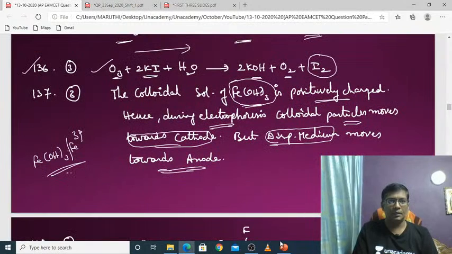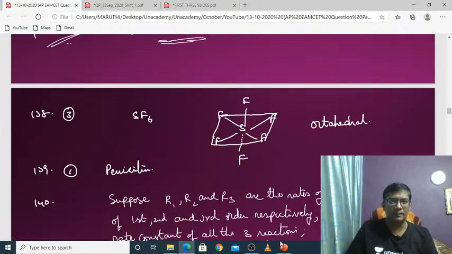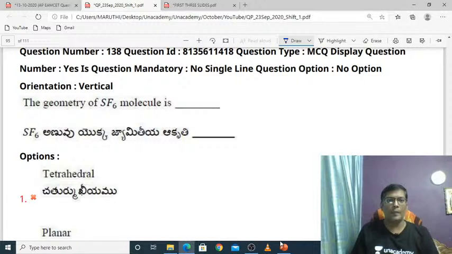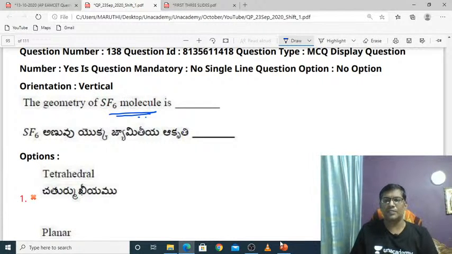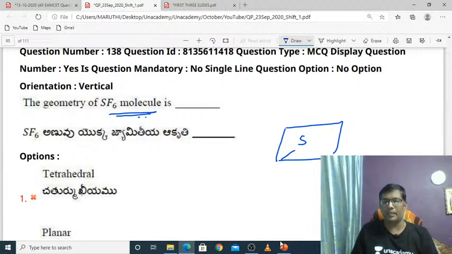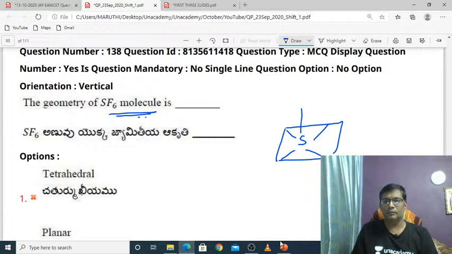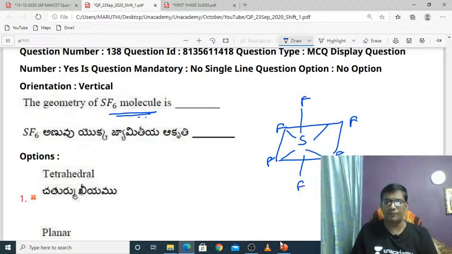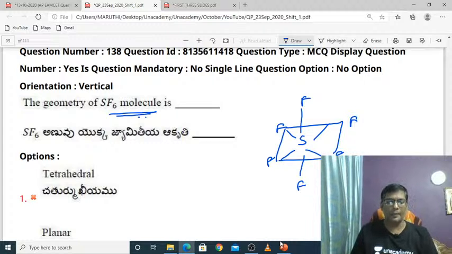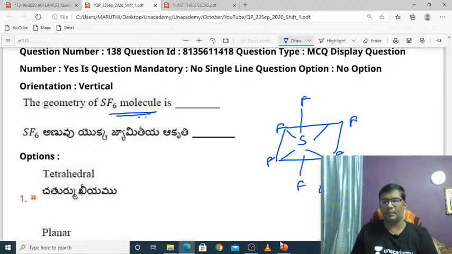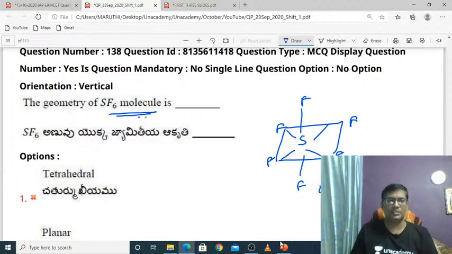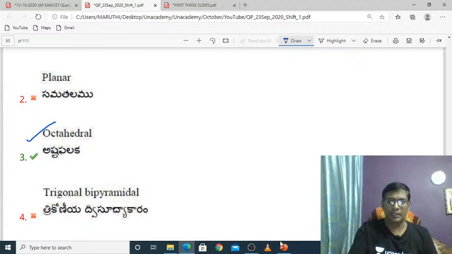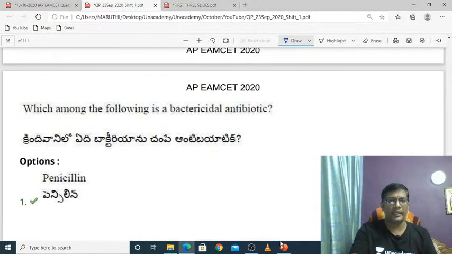Okay. Coming to the next one, 138. Simple question it is. The geometry of the SF6 molecule is looking like this: 1, 2, 3 and 4 fluorines, the 5th fluorine, the 6th fluorine. The name of the structure is octahedral. Okay, see here, it is octahedral. Right. Coming to the next one, 139.